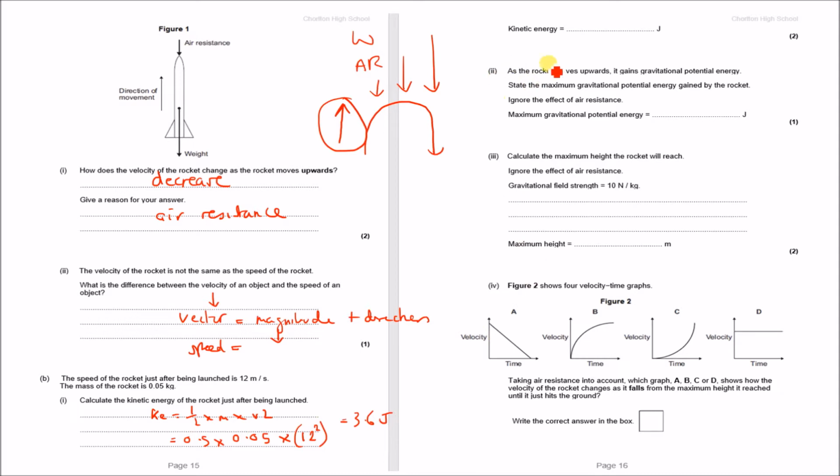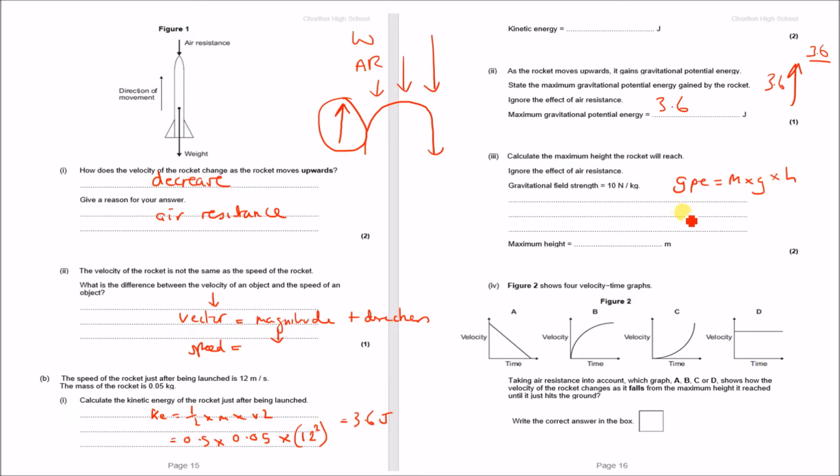Okay, as the rocket moves upwards, it gains gravitational potential energy. State the maximum gravitational potential energy gained by the rocket. If you ignore air resistance, if it has 3.6 joules of kinetic energy, then when it gets to here, it must have 3.6 joules of gravitational energy. It must gain as much as it had before, because energy is always transferred. Remember, this is a conservation of energy. Okay, calculate the maximum height the rocket will reach. Well, we know that GPE is equal to the mass times g times the height.